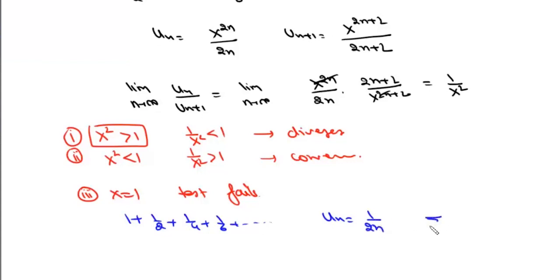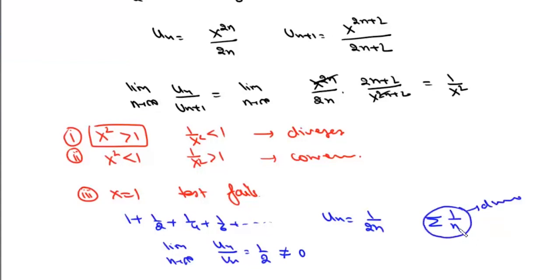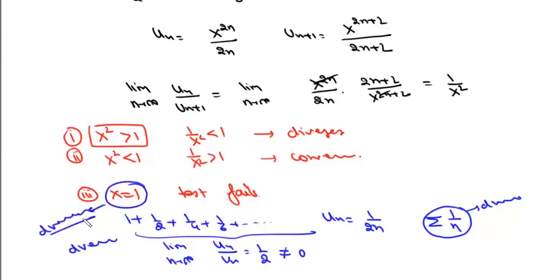And if we take another series, which is the harmonic series, summation 1 by n, then this limit n tends to infinite, un upon vn will be 1 by 2, which is unequal to 0 and finite. That means the behavior of both the series will be the same. Now we know that this harmonic series diverges. So at x equal to 1, this series is a divergent series. So this series diverges if x square is greater than or equal to 1, and it converges if x square is less than 1.